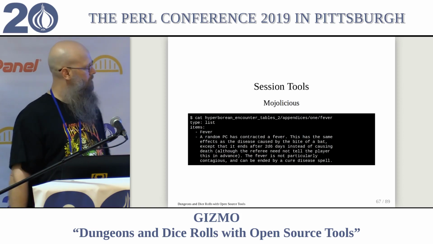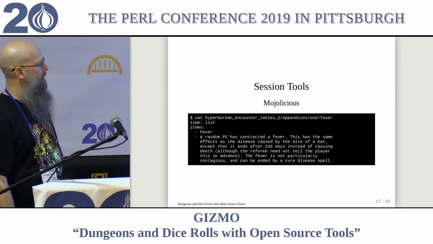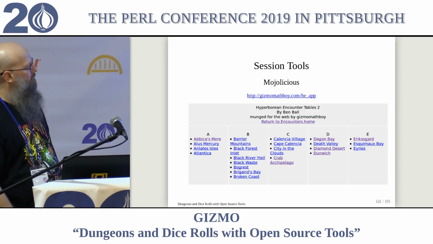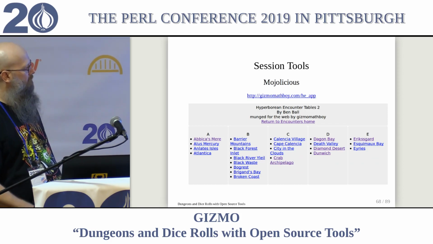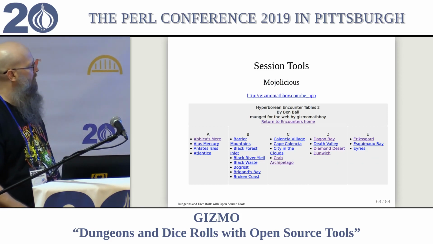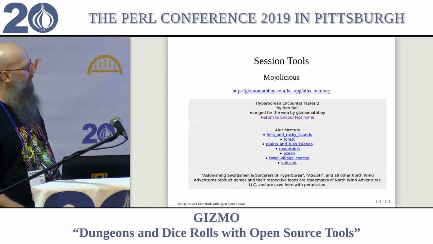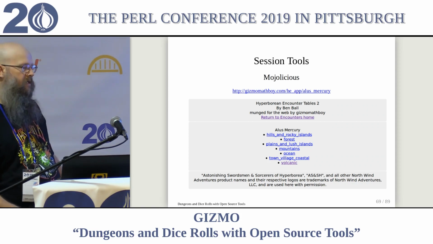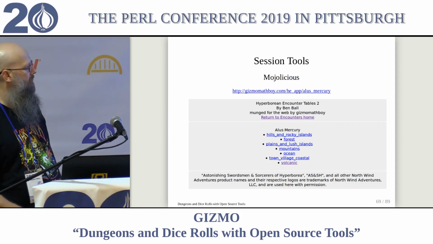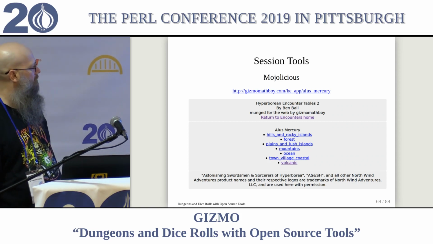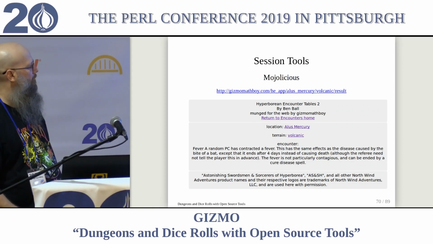I webified it, which is basically some routes. Here's the top level. There are many menu entries. Here's Alice Mercury. Click on that, and then I had to go through and choose what terrain types are associated with each location. So we got a volcano and the fever.